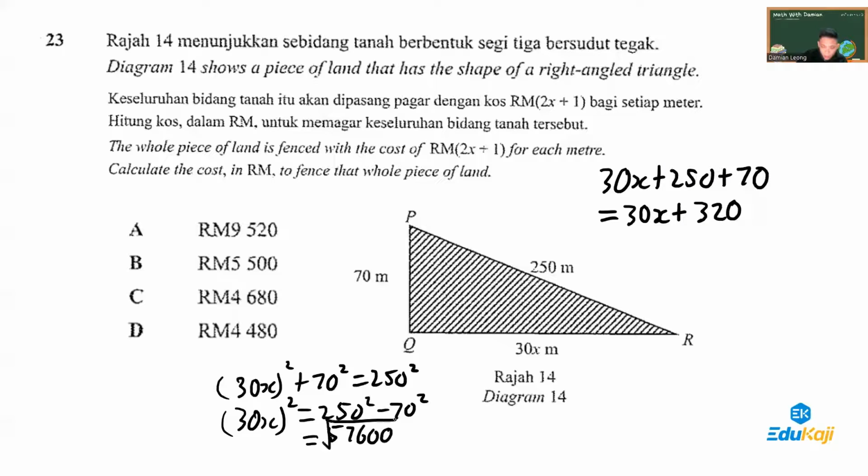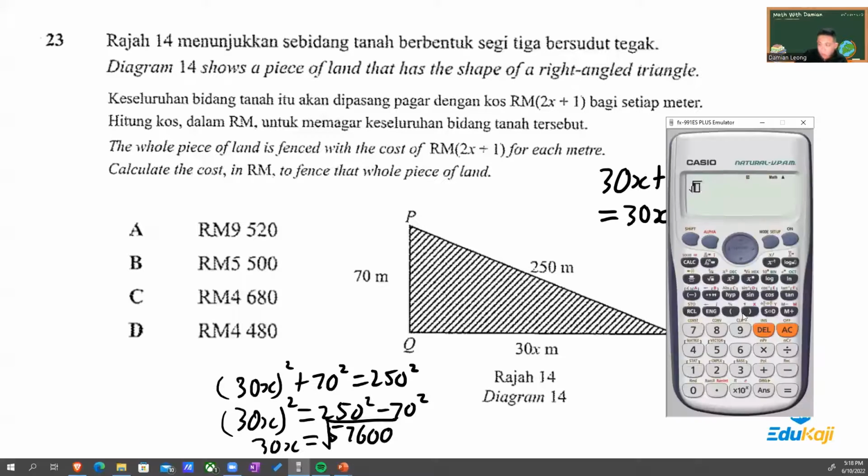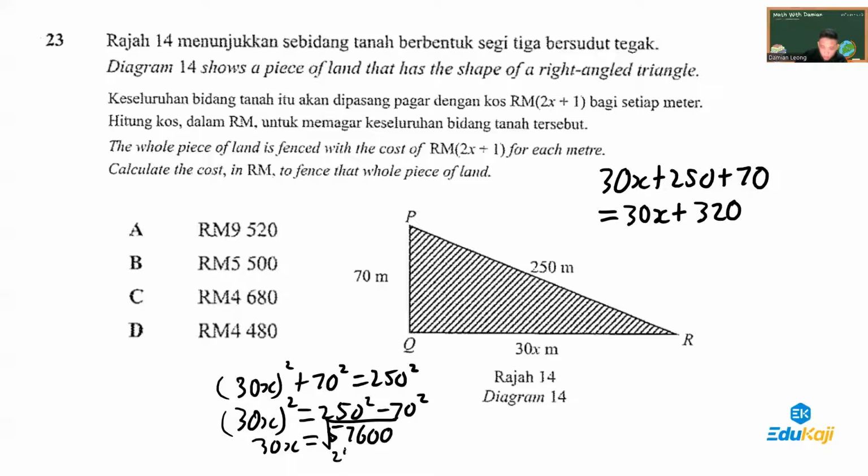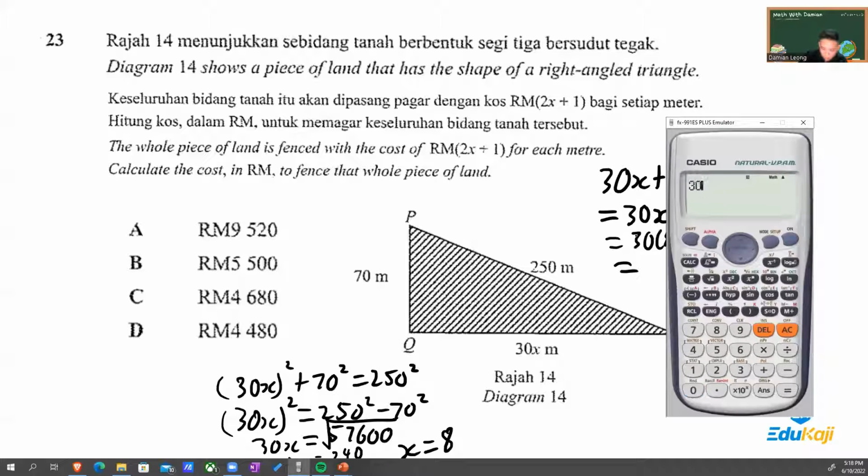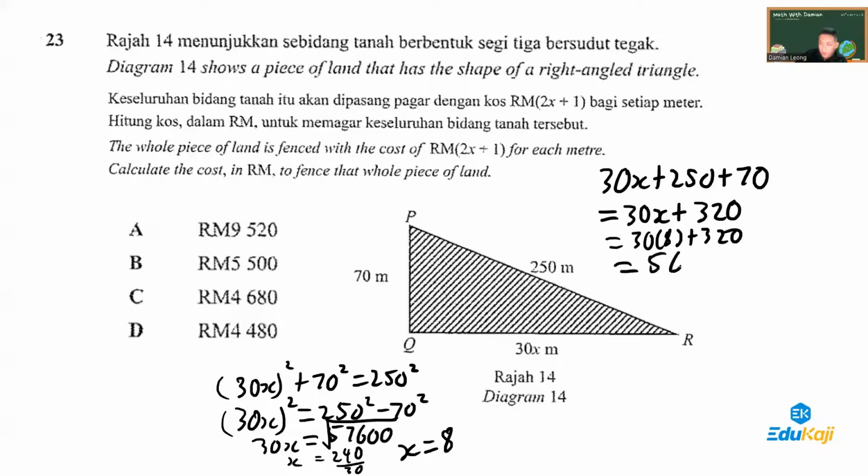So square, opposite square root, 240. And times 30, opposite divide 30. So x would be 240 divided by 30, which is 8. So it means 30 times 8 plus 320, 560. 560 meters of land.